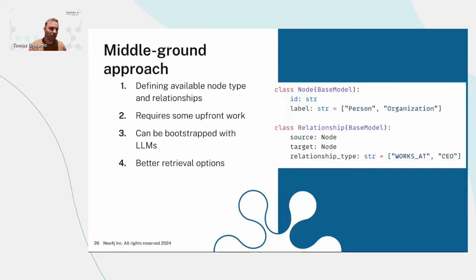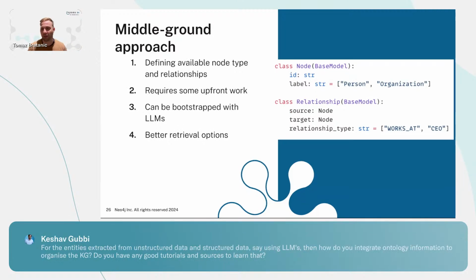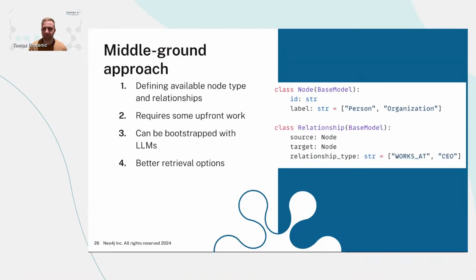So then I see there's a middle ground approach where you can define the node labels and relationship types you want to extract. This requires some upfront work because you need to define what you want to extract, right? But the nice thing is that you can use LLMs to help you with defining the schema, right? Because you can just sample a couple of documents, ask the LLM what types of nodes, node labels, and relationship types it found in the text, and you just feed that into an LLM, right?